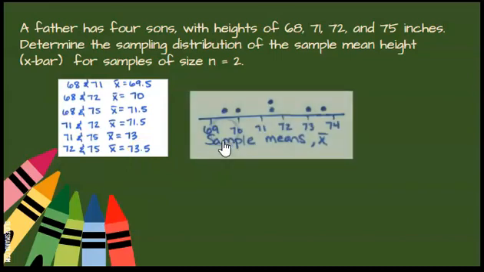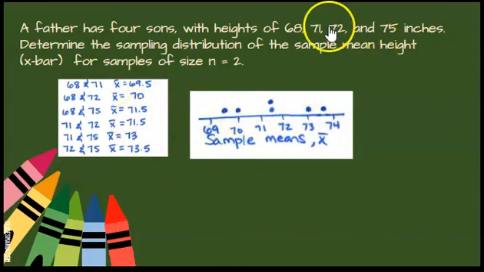And then I create a dot plot. What does that look like? Well, notice I've labeled this. They're sample means and they're X bars. Each one of these dots does not represent a son. Each one of these dots represents an average, an X bar value. So it's important that you label that clearly.